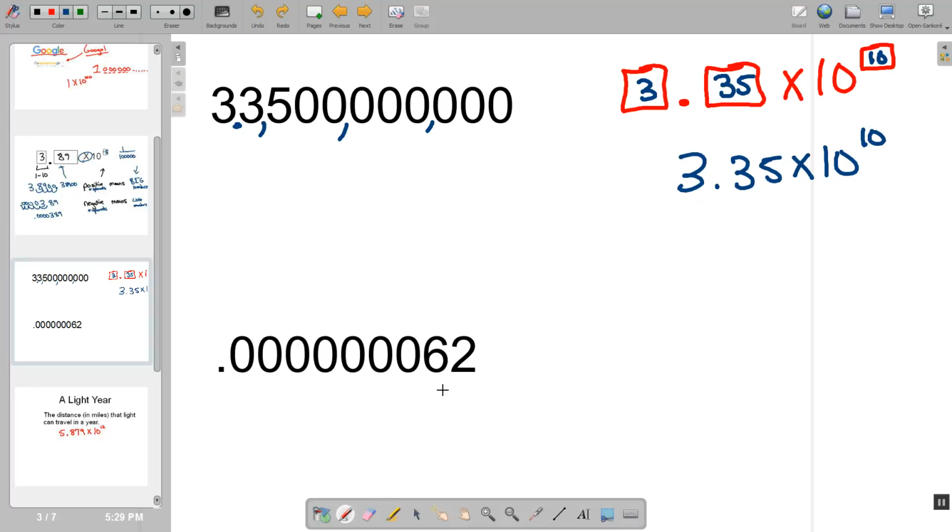So let's go down to something with a small number. This will be a negative exponent. Once again, I'm going to put the decimal right here because I need it to be between 1 and 10. So I have 6 and 2/10 times 10 to the negative something. So let's count. 1, 2, 3, 4, 5, 6, 7, 8. So this will be 6.2 times 10 to the negative 8th power. And that is it for scientific notation. Everything we cover past this point is simply expanding on what I showed you right here.